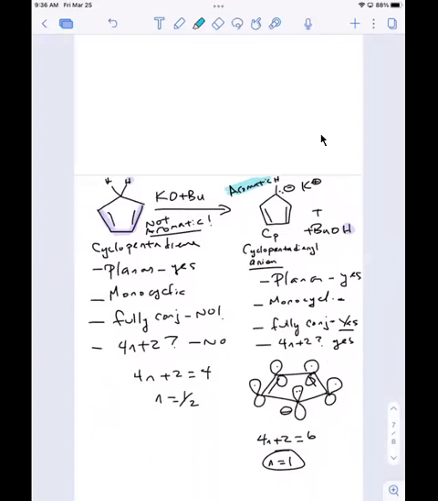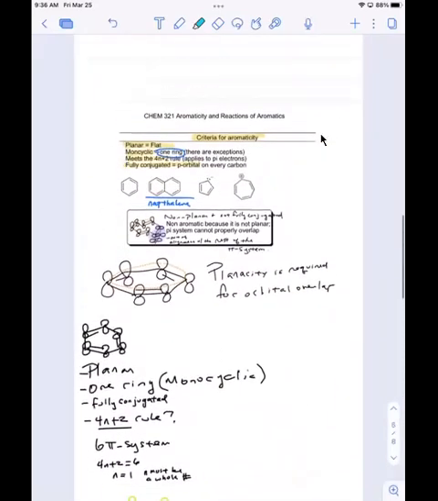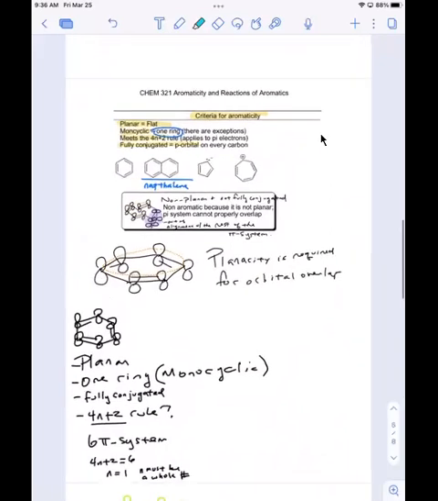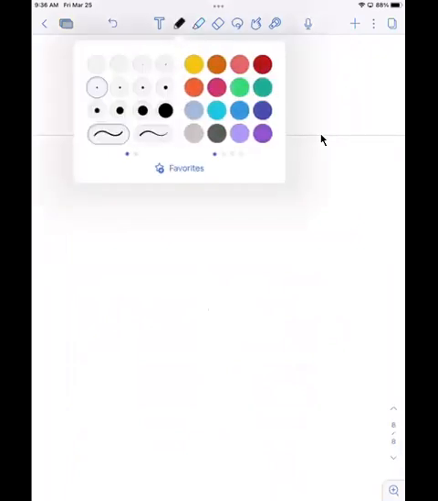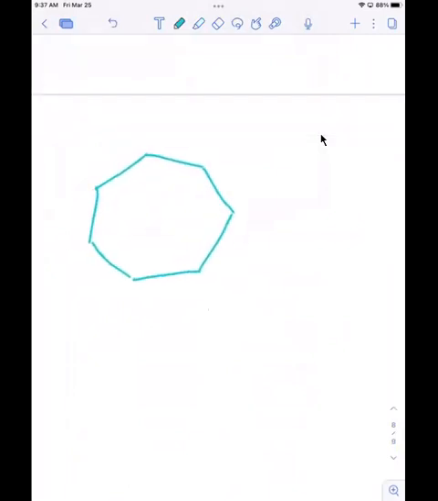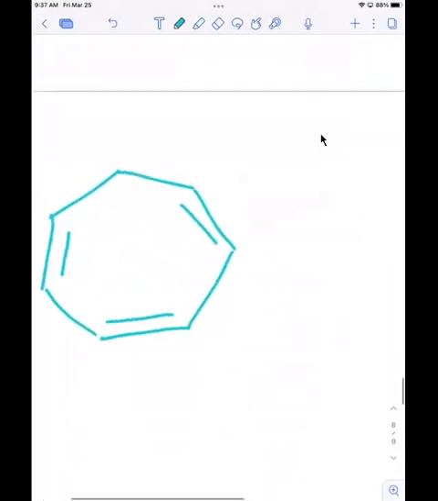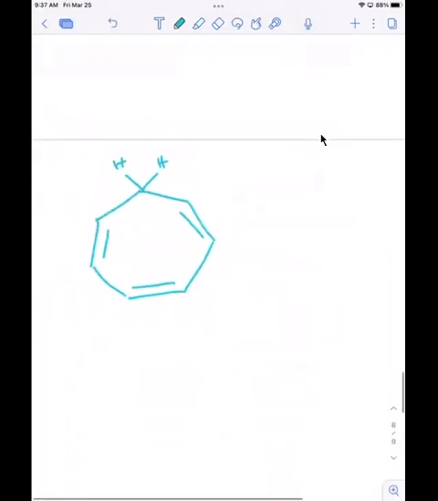All right. So let's go to the cycloheptatrienyl cation. We're going to start out with cycloheptatriene, which is a 7-member ring. I hate drawing 7-member rings. All right, and in this ring we have 3 double bonds, and we have some hydrogens here, right?